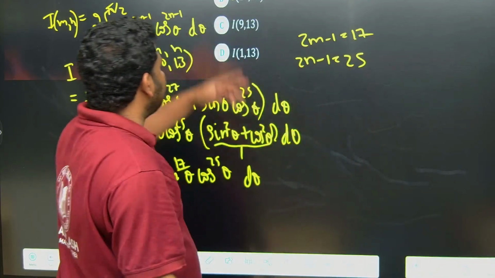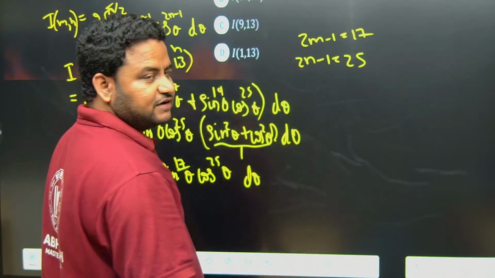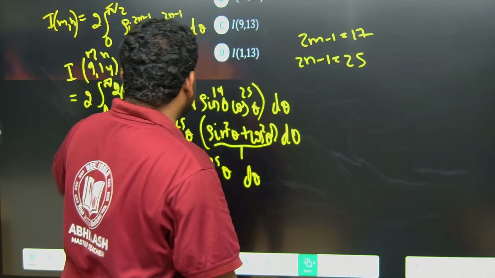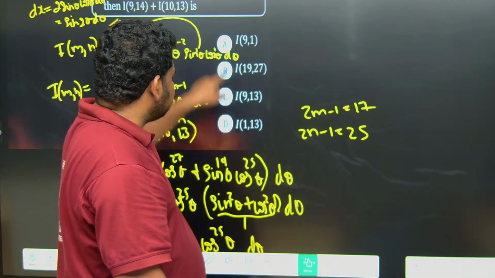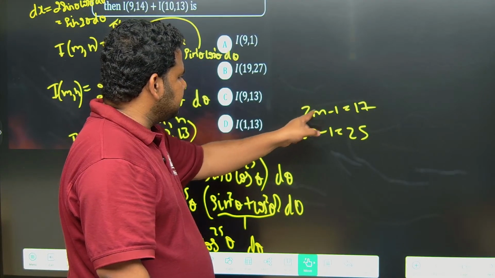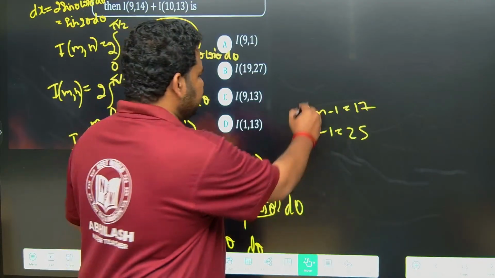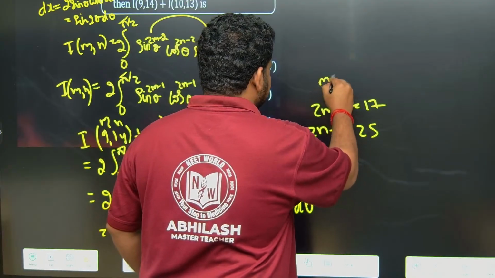Now if I put the options, for which option am I getting 17? Let us check for m. As you can see, if I put m is equal to 9, 2 nines are 18, 18 minus 1 is 17. If I put m is equal to 9, it is coming as the correct option.